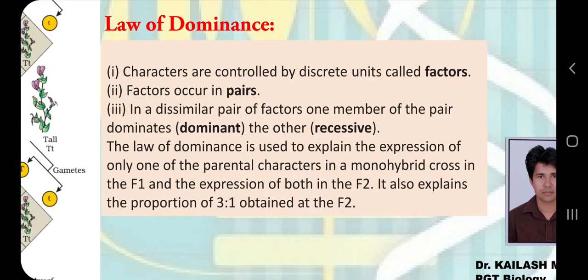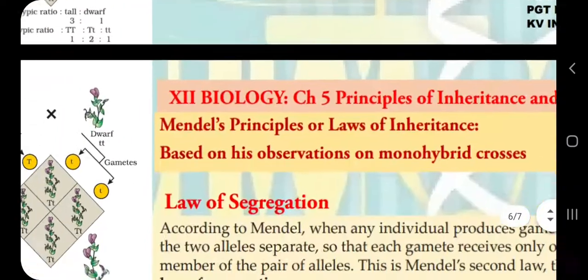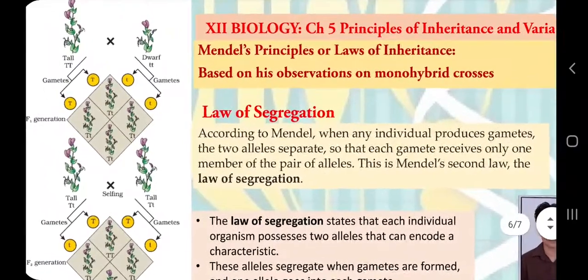So there are many ways to describe the results of Mendelian monohybrid and dihybrid crosses. In this video we are only discussing the Mendelian monohybrid cross. So according to our NCERT we are discussing only 2 laws. The first law, the law of dominance, we have cleared. Let's move to the other law, the law of segregation.